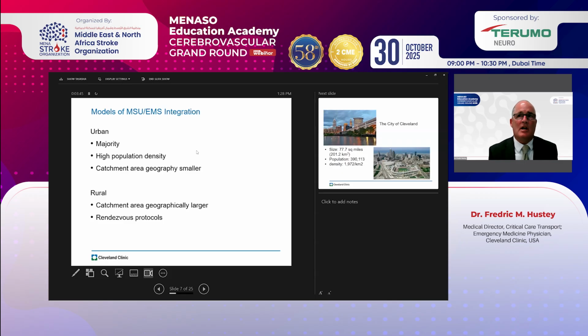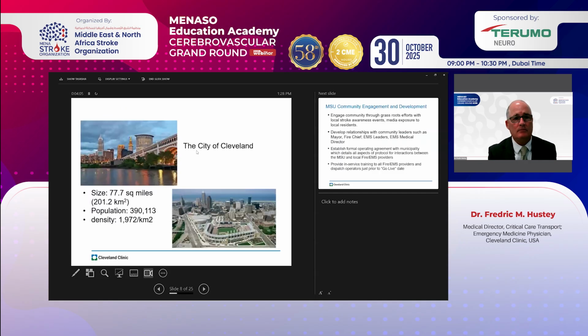And so for those types of programs, you really need to have rendezvous protocols. You need to work with your EMS colleagues to have a program where, if they're responding to a patient that's an hour away from you, they'll transport that patient to a midpoint where you can meet up. The transport time is then 30 minutes instead of an hour, and you can initiate treatment much faster.